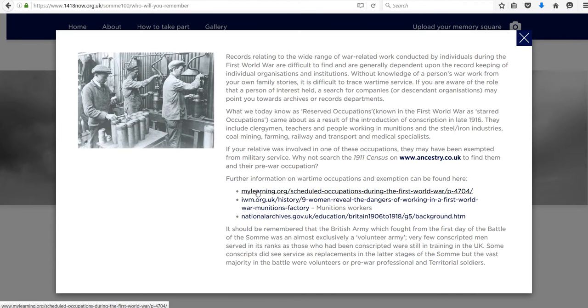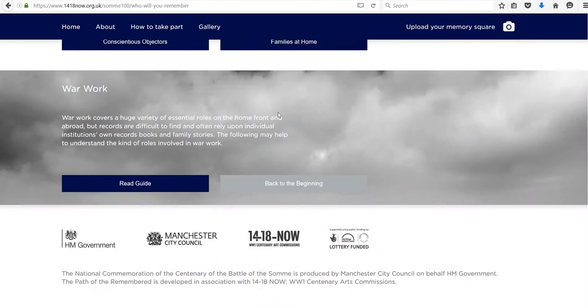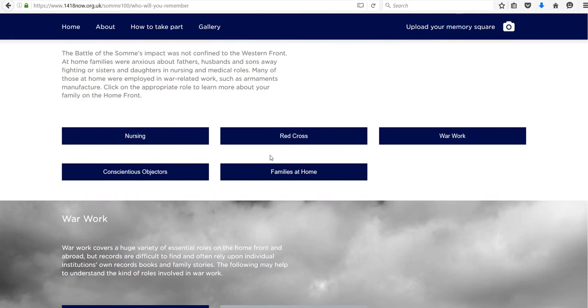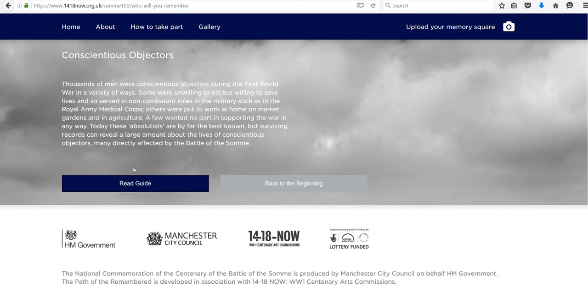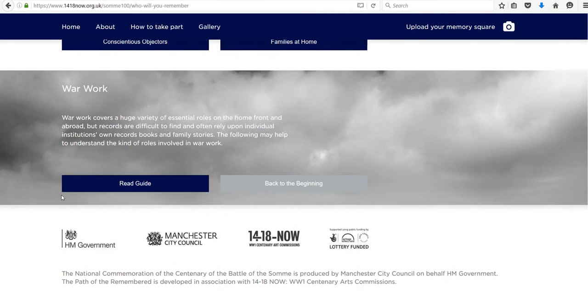So if you wanted to focus on a group of people rather than making your memory square about one person in particular, you might want to look at the different groups that we've just had in the option there. So you could either do it on nursing, on the Red Cross, on war work, families at home, or conscientious objectors, so like the Royal Army Medical Corps, or other things as well. So I'm going to look on the war work one.